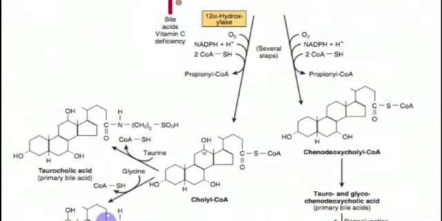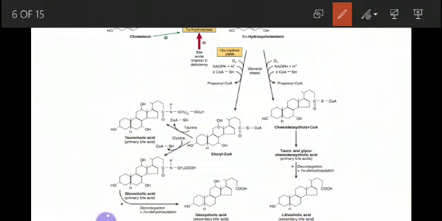Then comes their conjugation. These two compounds, cholic acid and chenodeoxycholic acid, can be conjugated with either taurine or glycine, forming taurocholic acid and glycocholic acid. In the same way, glycine and taurine can be conjugated with chenodeoxycholic acid.